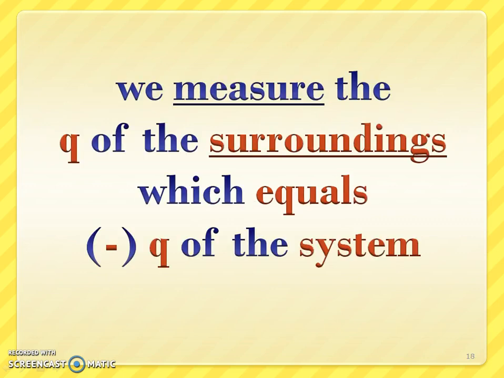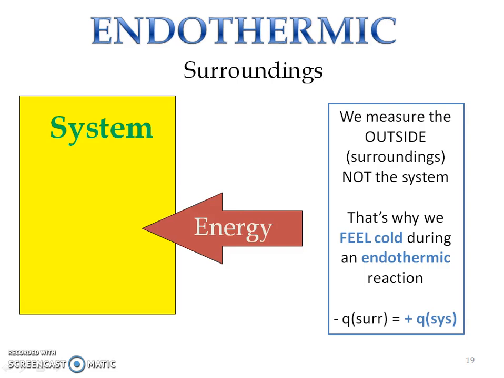So we measure the Q of the surroundings. This is going to equal the negative Q of the system. Or again, that Q is also the same as delta H, enthalpy. So read this over, making sure you're understanding, again, giving you a visual of here's our system and energy is going into the system. That system is gaining or absorbing that energy, and we're going to give that system a positive Q or a positive delta H.